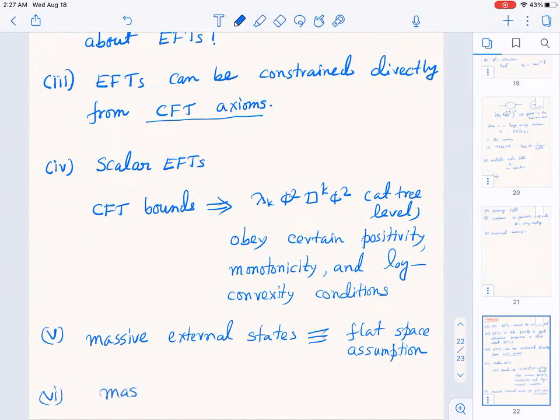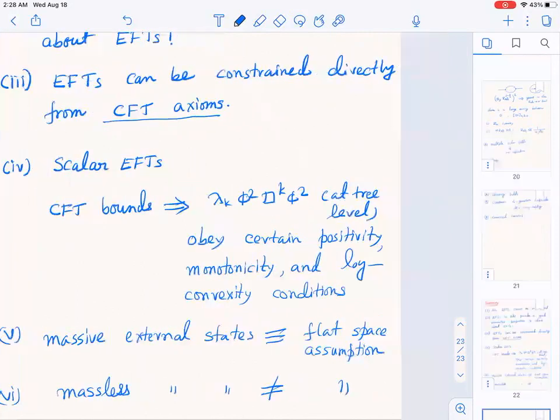But the massless case, I think, is more subtle, and it's very possible that for massless external states, some of the flat space assumptions can, in general, break down, but this will require more analysis. I still find it kind of amusing that even after so many years, we can still say new things about scalar effective field theory, which we have been studying for so many years.